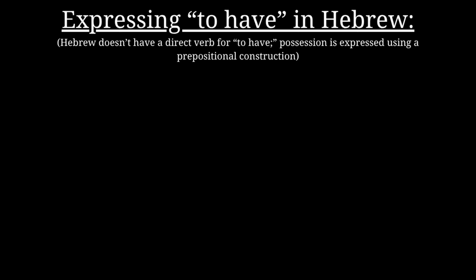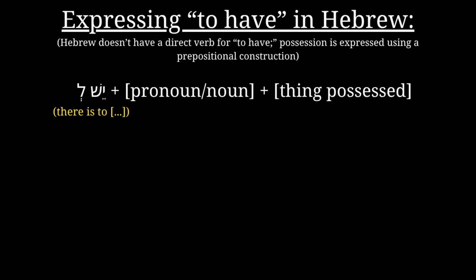The verb to have in Hebrew works differently than in English. Hebrew doesn't actually have a verb that directly translates to have, and instead, possession is expressed using a prepositional construction. In Hebrew, we use the phrase yesh le, which means there is to someone. The pattern for this construction consists of yesh le plus a pronoun or a noun, and the thing that's possessed.